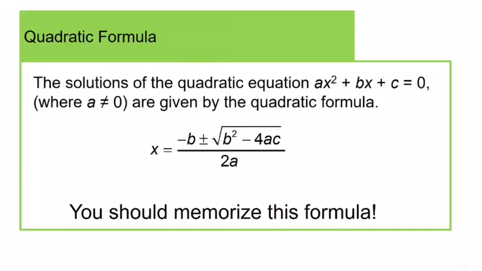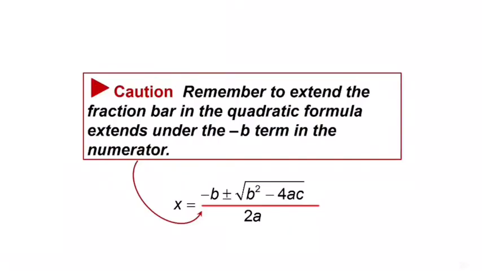There's a little song you can sing to the tune of Pop Goes the Weasel, and I'm not going to sing it, but you can go out on YouTube, and if you Google Pop Goes the Weasel quadratic formula, I'm sure you'll find dozens of videos of people singing that little song. But you do need to have the formula memorized. So make sure you memorize this formula and make sure you memorize it correctly. Again, notice that the fraction bar is under the entire numerator. So the entire thing over 2a.